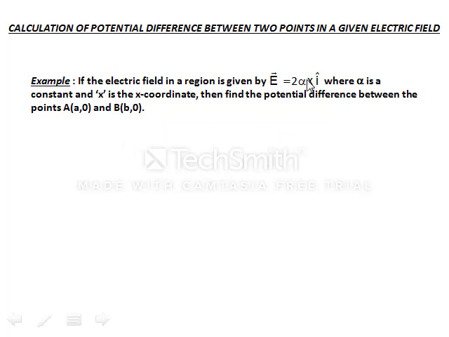And in this electric field we are supposed to find potential difference between point A, whose coordinate is a, 0, and point B, b, 0. We have the electric field and the points. Let's see how to proceed for potential difference.